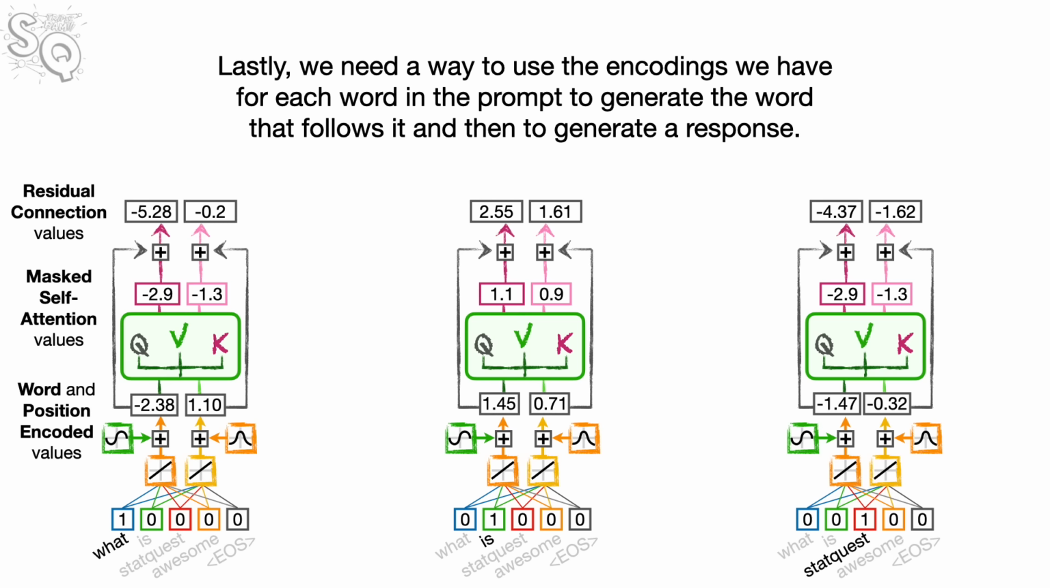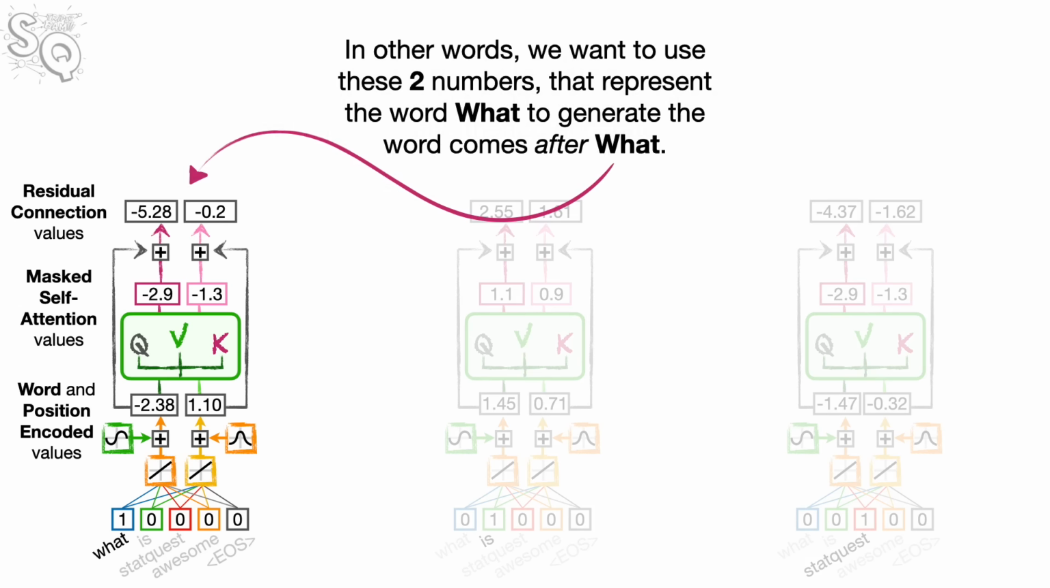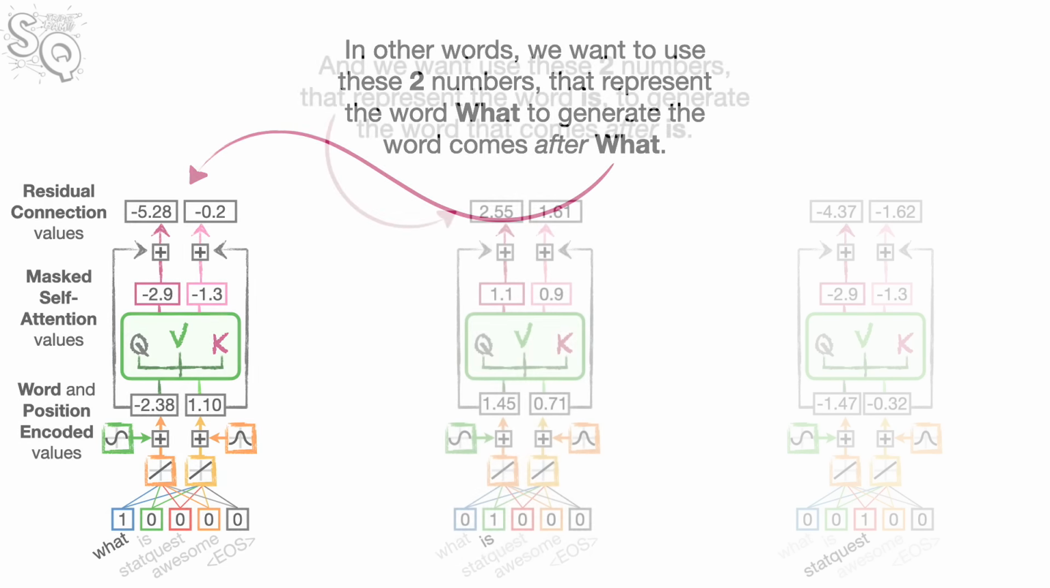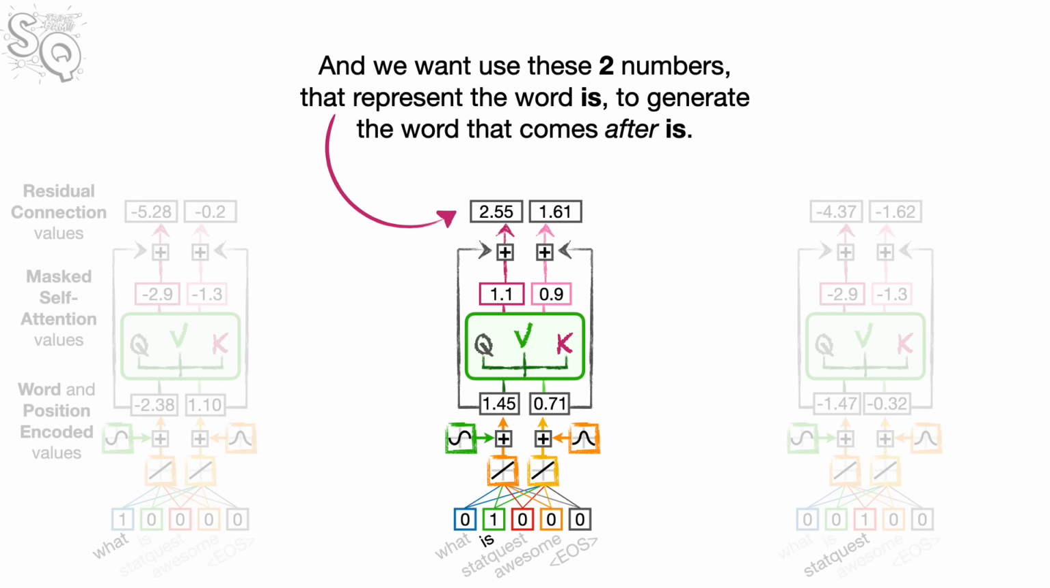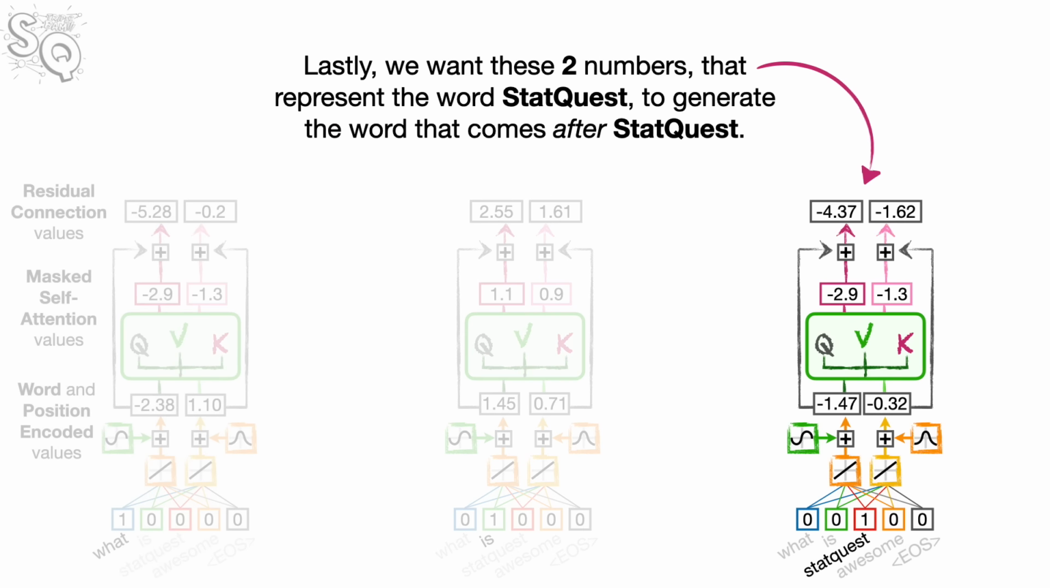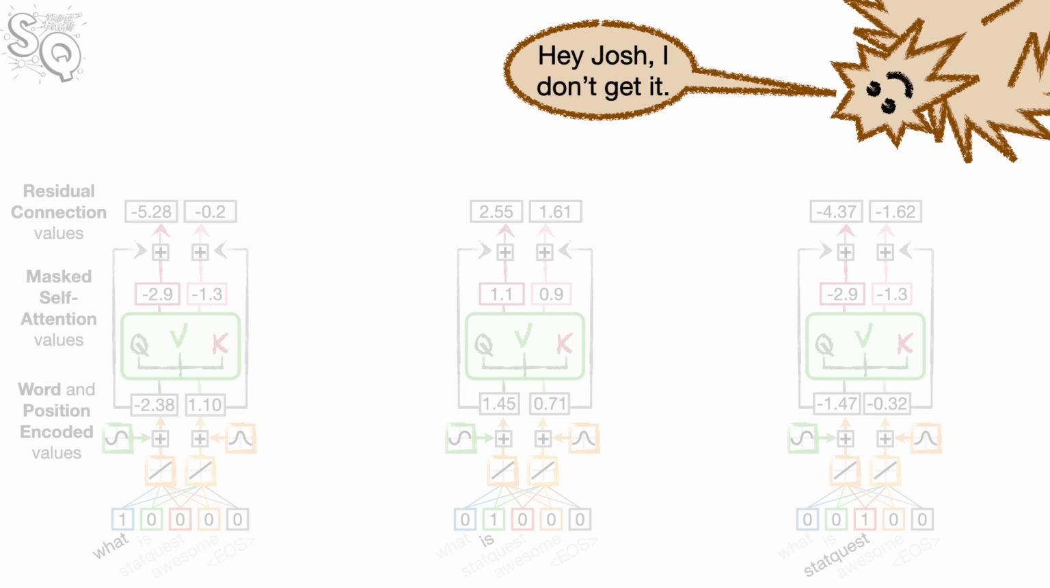Lastly, we need a way to use the encodings we have for each word in the prompt to generate the word that follows it and then generate a response. In other words, we want to use these two numbers that represent the word what to generate the word that comes after what. And we want these two numbers that represent the word is to generate the word that comes after is. Lastly, we want these two numbers that represent the word StatQuest to generate the word that comes after StatQuest.